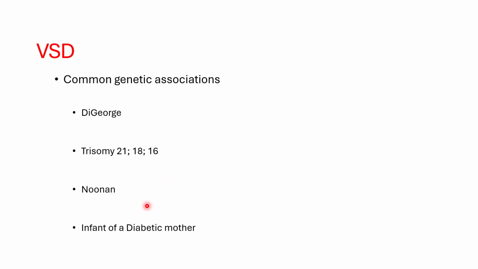So just like ASDs, VSDs are also associated with genetic disorders. And the commonest ones that we find in VSDs are the DiGeorge, that's the 22q microdeletion, then trisomies 21, 18, and 13, Noonan's, and then the infants of diabetic mothers. So these are the ones that typically are associated with the VSD.